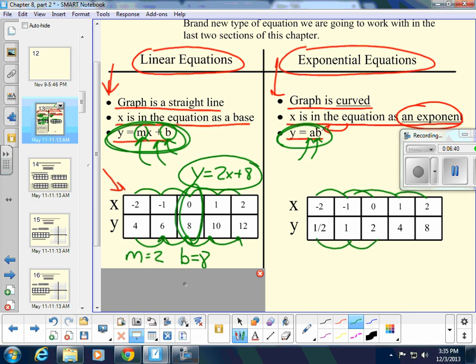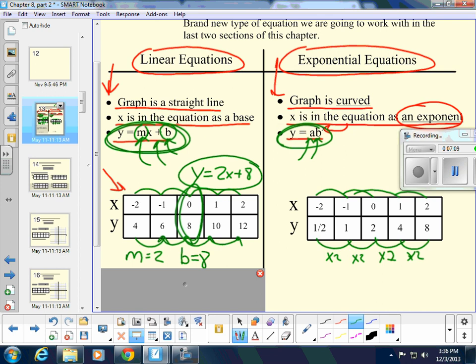Well, let's do something a little different, right? In the linear pattern, we noticed that it was adding 2 every time. But if I look at my exponential pattern, it's something different. In this case, it looks like it's multiplying by 2, right? It's not even adding the same amount every time, from 1 to 2, 2 to 4, 4 to 8. So it's not adding the same thing every time. In this case, it's actually multiplying. It's doubling every time I go up by 1 in my x coordinate.